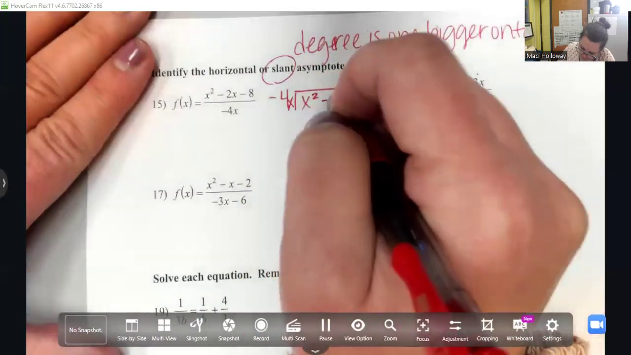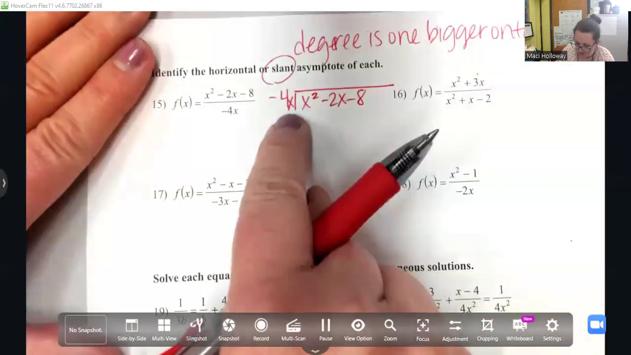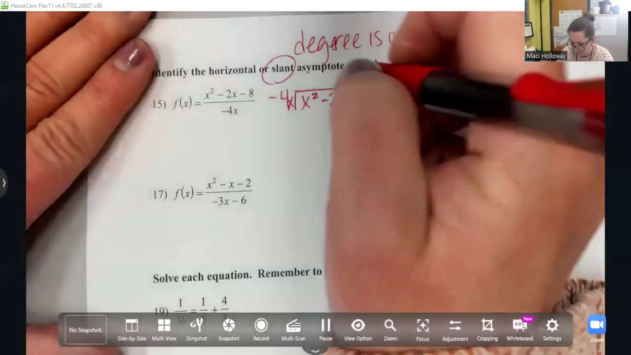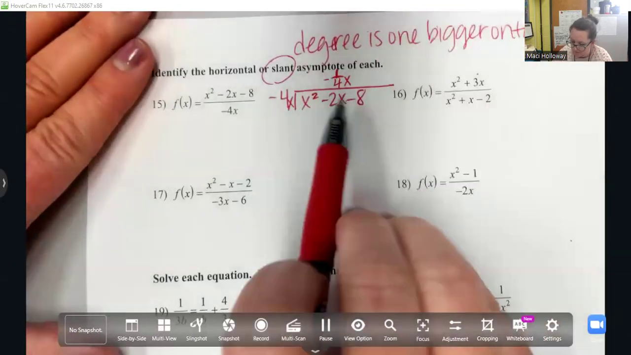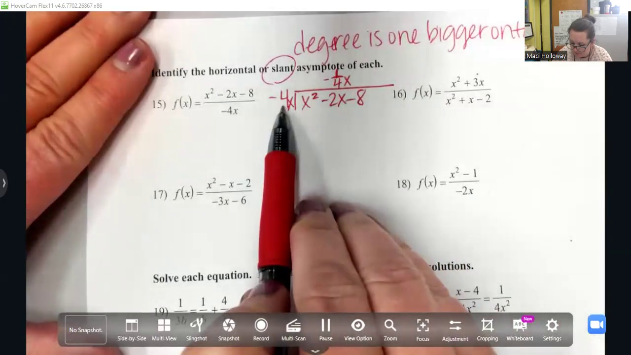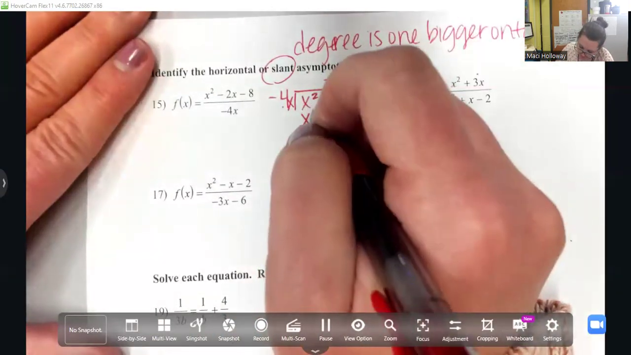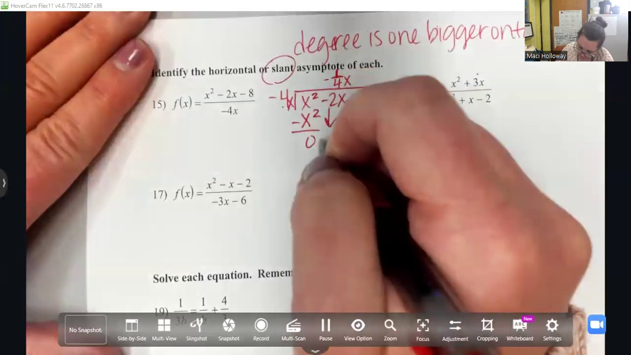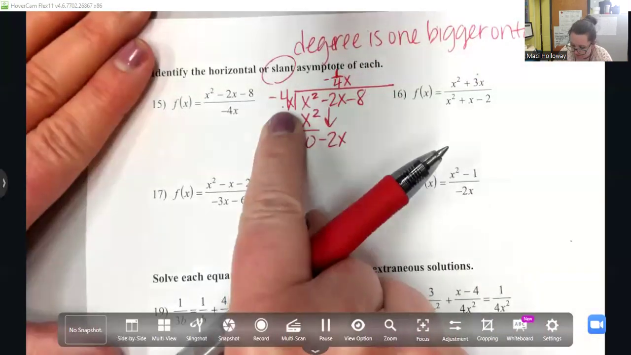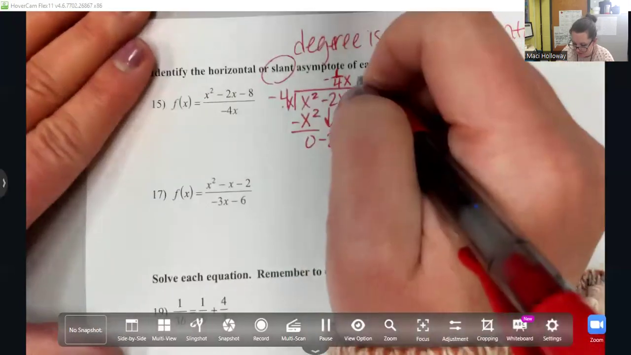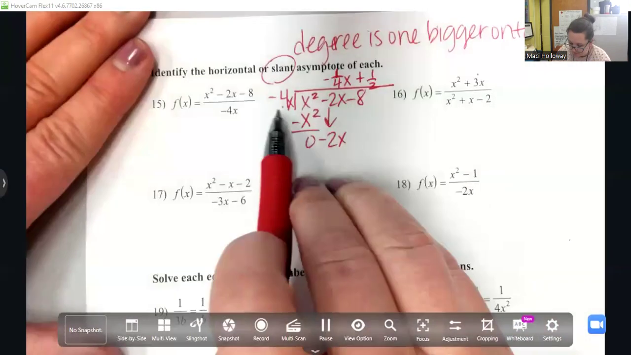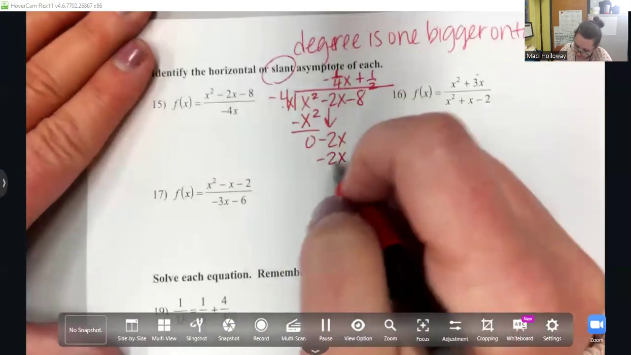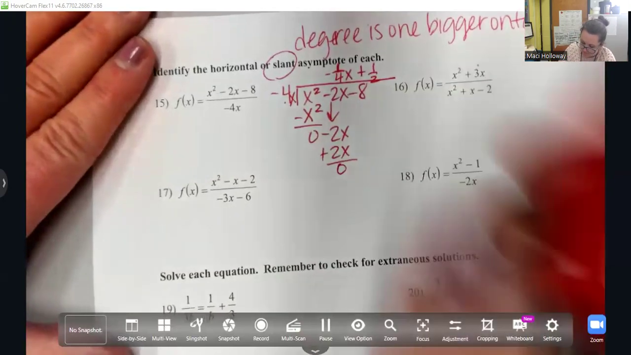So I got to do my long division here. So I got x squared minus 2x minus 8. Negative 4 times what is x squared? Man, we got a lot of fractions here. It's not very nice. Negative 1/4 x times negative 4 is positive x squared. Going to cancel. Bring down our negative 2x. Negative 4x times what is negative 2? That's positive 1/2. I feel like it's the same as the last one. It's negative 2, and we get a 0. Okay.